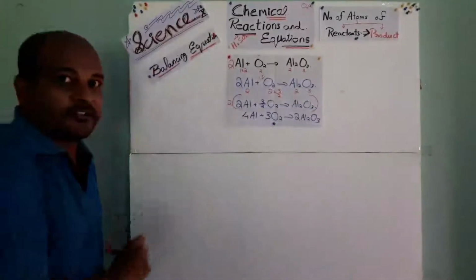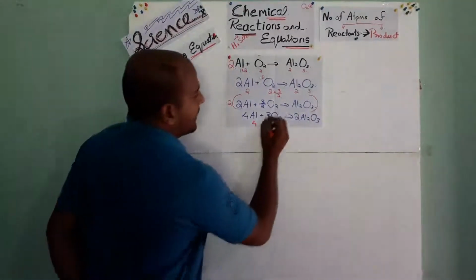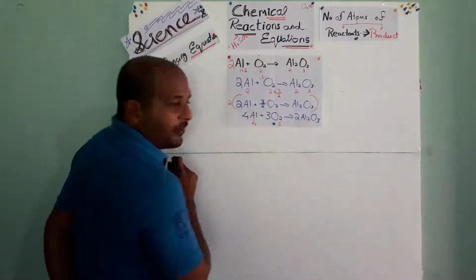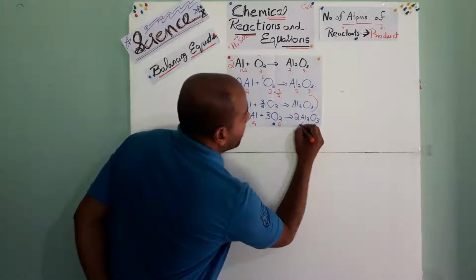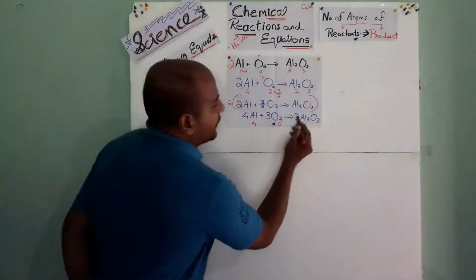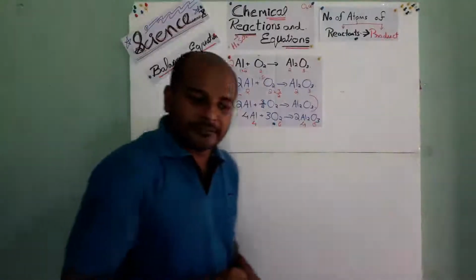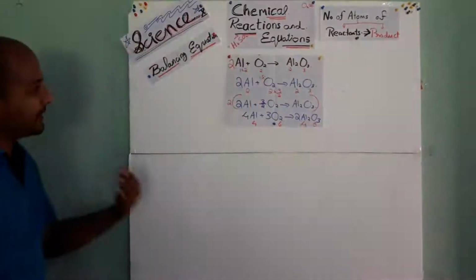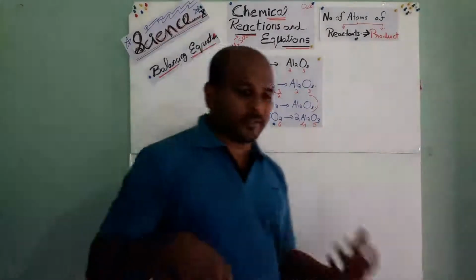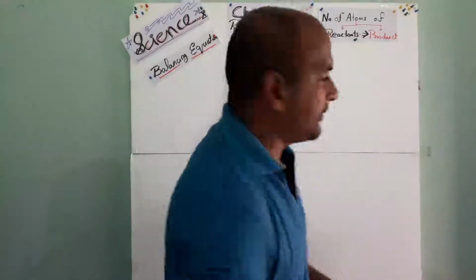You want to check it, balanced or not. 4 aluminium, correct. 6 oxygen, 3 into 2, 6 oxygen, correct. 2 into 2, 4 aluminium, correct. 3 into 2, 6 oxygen is also correct. Isn't it? Is that interesting? Okay, fine. So another equation. Now let us solve one or two more equations so that you will be an expert in solving these equations.